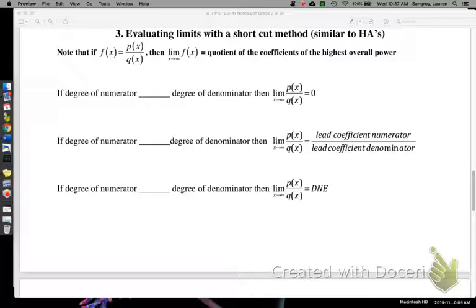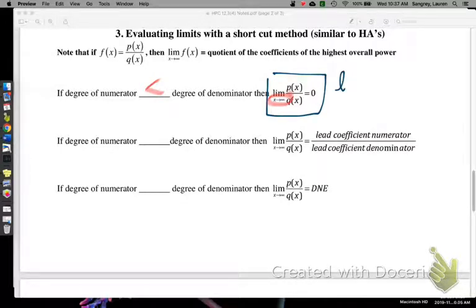So as we're looking at our functions, we want to be looking at the numerator and the denominator and the coefficients that we have. And we want to be looking at the highest power and what the coefficients are for the highest power in the numerator and the denominator. So if the numerator has a degree that is smaller than the degree of the denominator, then the limit as x approaches infinity will be 0.